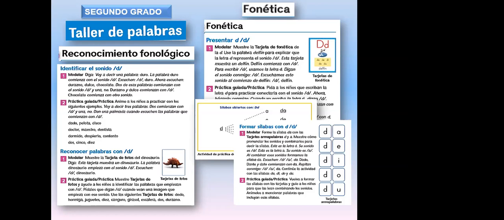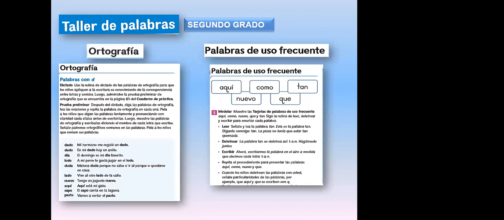La ortografía, claro que las palabras de ortografía or your spelling words are always going to be in correlation and in connection to la fonética and what you've taught. Le estábamos enseñando las sílabas de di, da, do, du. So here in la ortografía, claro que la lista or the spelling words are going to be in line to reinforce that phonics instruction through your spelling or through la ortografía.